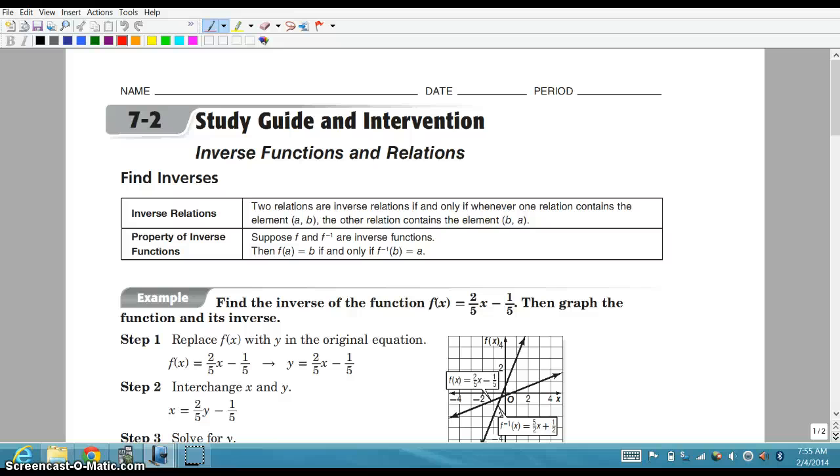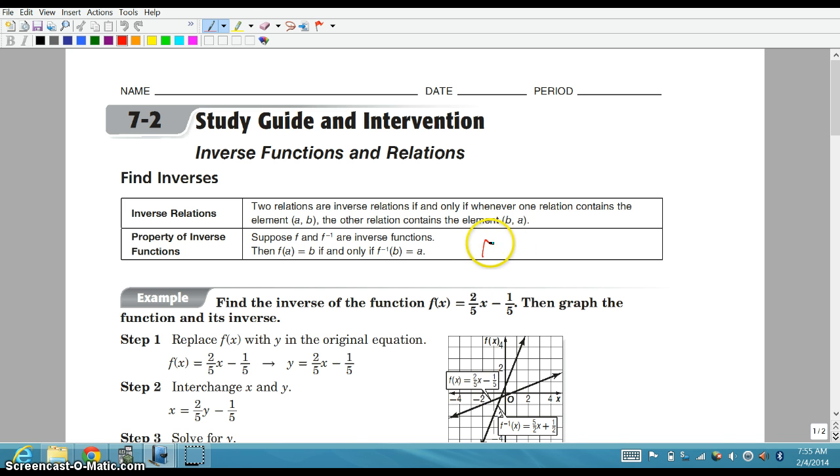Section 7.2, Inverse Functions and Relations. Inverse relations. Two relations are inverse relations if and only if, whenever one relation contains the element a comma b, the other relation contains the element b comma a. Property of inverse functions. Suppose f and f inverse are inverse functions, then f of a is equal to b if and only if f inverse of b is equal to a.